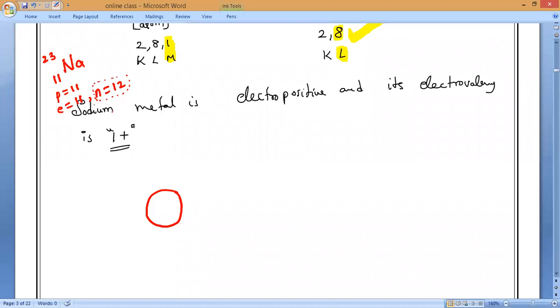How it will be, I will tell you. Meeting is going to end. Join back. I think you people forgot it again. Sodium, atomic number 11: sodium metal is electropositive and its electrovalency is 1 plus. Till here completed. Any doubt? Ask me. You need to know atomic number and mass number.